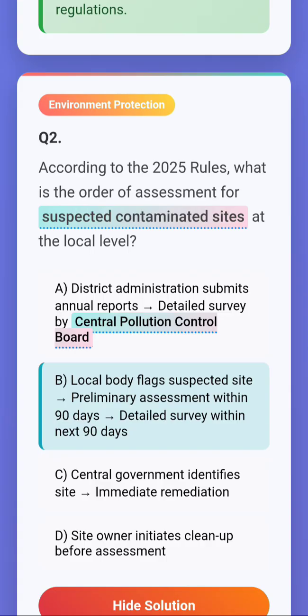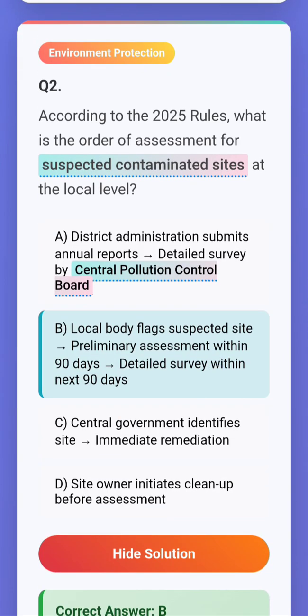According to the 2025 rules, what is the order of assessment for suspected contaminated sites at the local level? The order, how the government approaches the whole procedure. Okay, so first option, district administration submits annual reports. No, this is not annual report. This is a very short term report stuff. And of course the second part, the Central Pollution Control Board, no, that is not involved here.